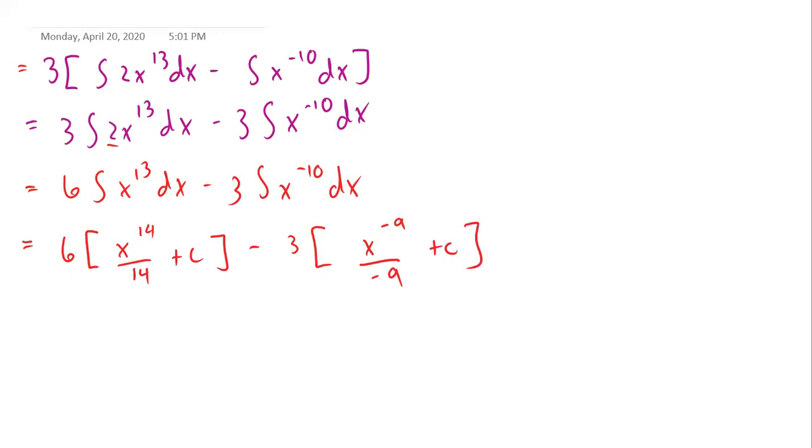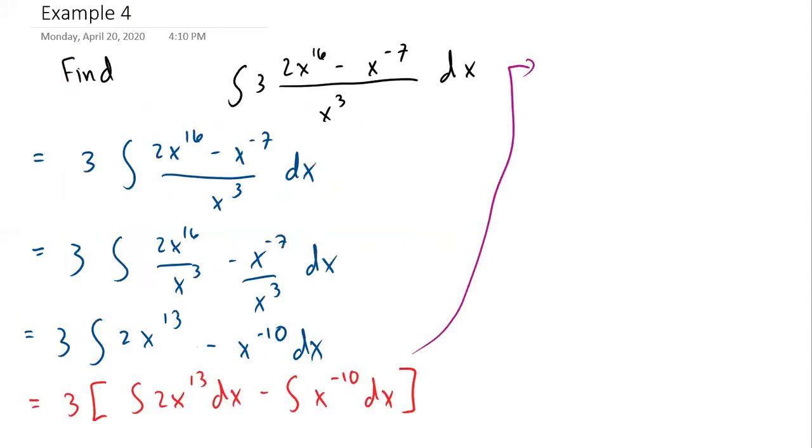The last thing, we can just simplify this. You can multiply the 6 out, so it's 6x to the 14th over 14, minus, and again, I'm multiplying the 6 times the c, but that's just another arbitrary constant, minus 3 x to the negative 9, divided by negative 9. Again, I'm also multiplying the 3 by the c, but that's just a constant. I have an arbitrary constant plus an arbitrary constant. I just combine them into one arbitrary constant, c. And that's the answer. That's the indefinite integral of that original function.